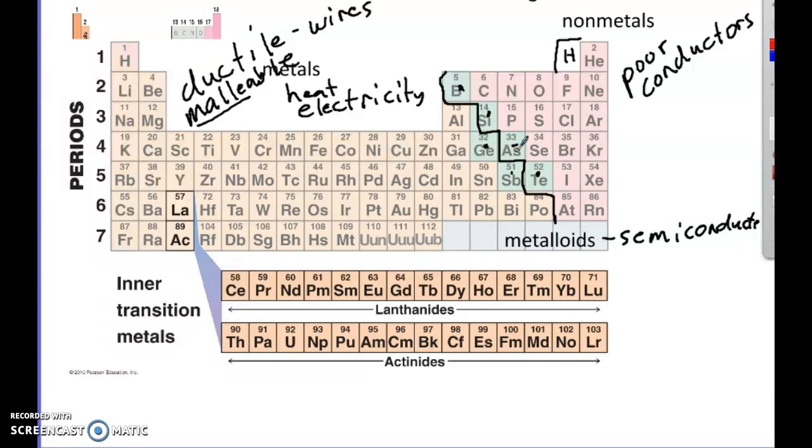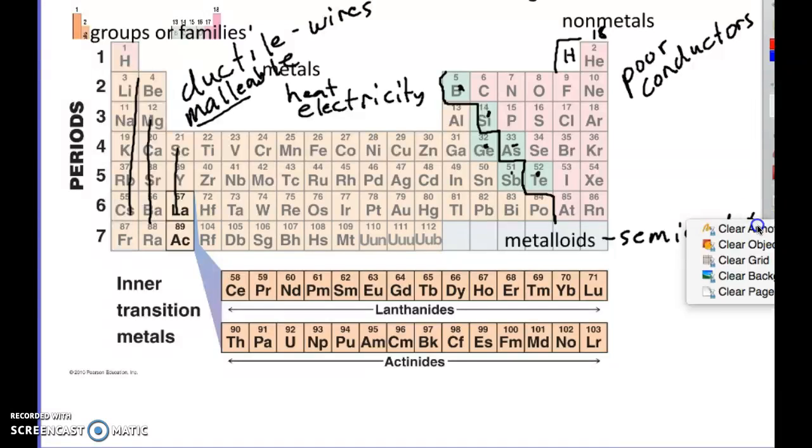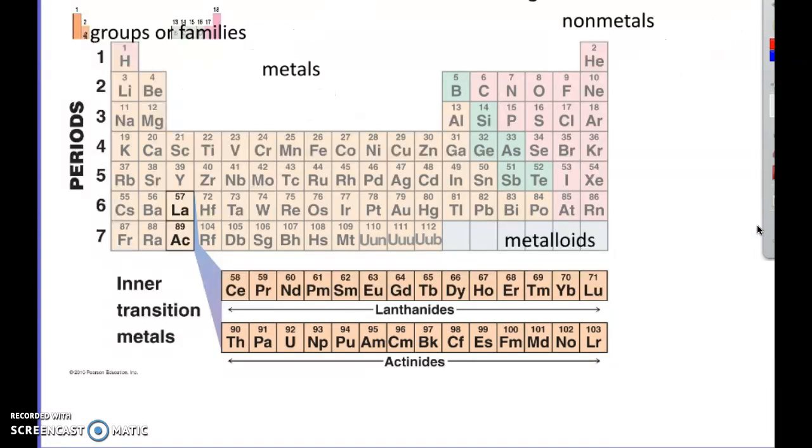The groups on the periodic table are all of the columns. So if we have these columns that go up and down here, that would be group 1, or group 2 and group 3, group 4, 5, 6, 7, 8, 9, 10, all the way up to group number 18. So there are 18 different columns going across, and these are known as groups, or sometimes they're also known as families. So groups or families of elements would be the up and down columns of the periodic table.